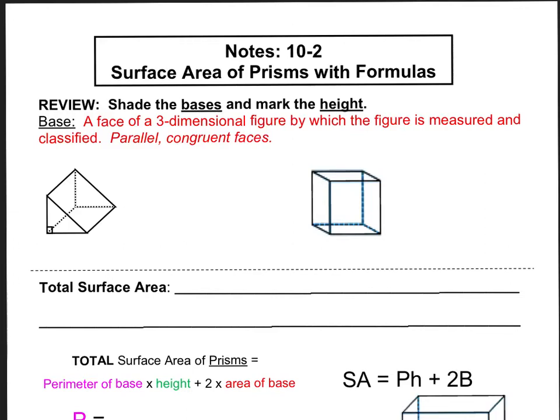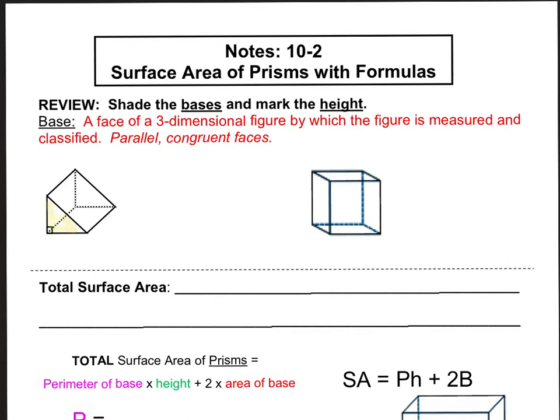Hi, this is Mrs. Brode, and today we're going to talk about the surface area of prisms again, but we are going to use a formula this time instead of having to look at the net. So the first thing we want to do, as a review, is to shade the bases and mark the height. So let's look at this triangular prism.